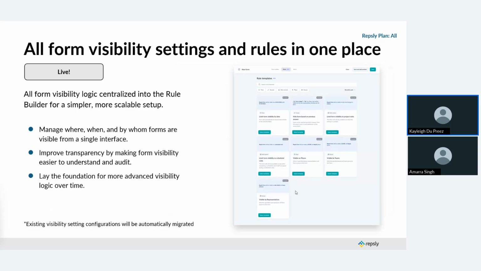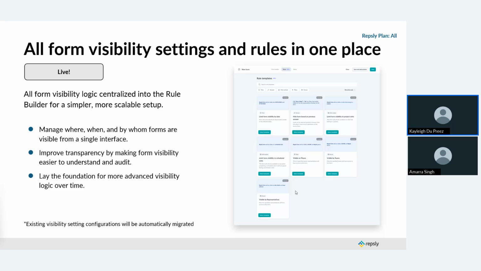Okay, then linked to that is now visibility settings for forms and rules in one place. So because the rule manager as well as the visibility restrictions are essentially doing the same thing, they are telling the system we want these forms only visible at these certain places under these certain circumstances. What Repsly has decided to do is incorporate all of these restrictions into one area, essentially.